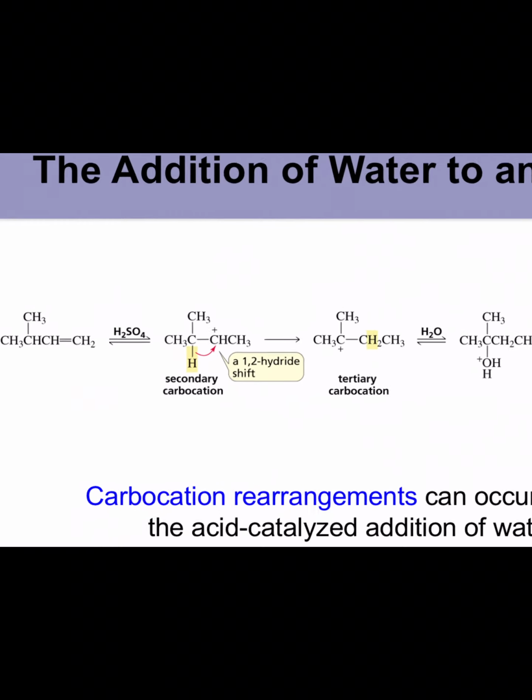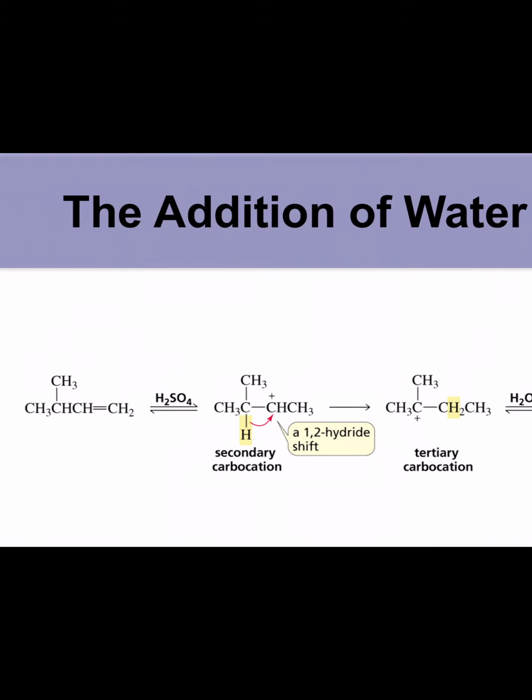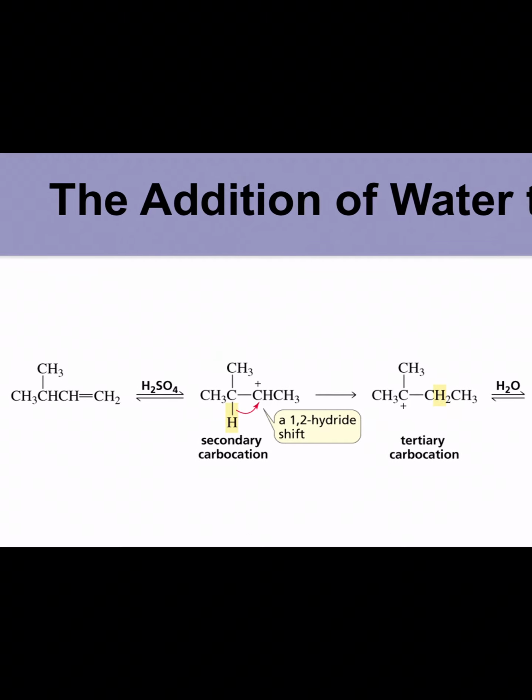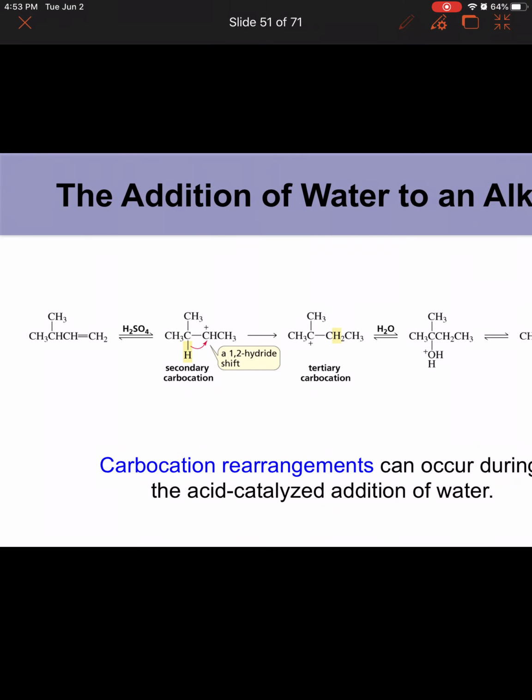Okay, you have the alkene, and then in the presence of sulfuric acid you are adding a hydrogen onto the terminal carbon from sulfuric acid. So the carbon-carbon double bond goes and grabs a hydrogen from sulfuric acid. So the less substituted, or the more hydrogen-carrying carbon, will end up having a hydrogen.